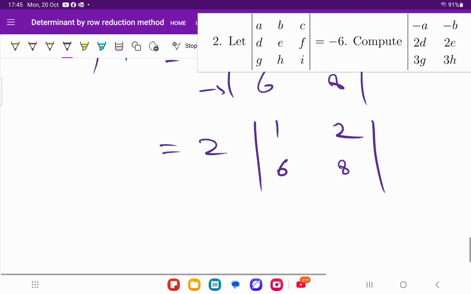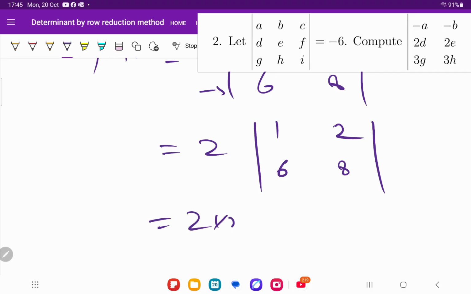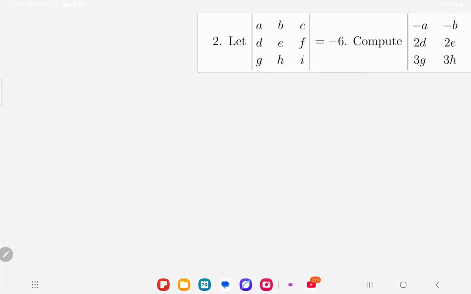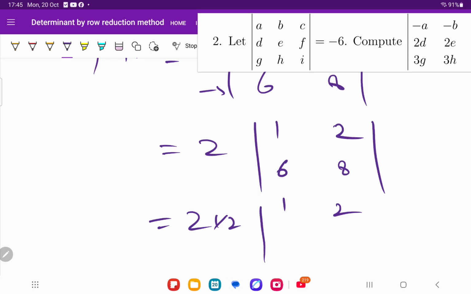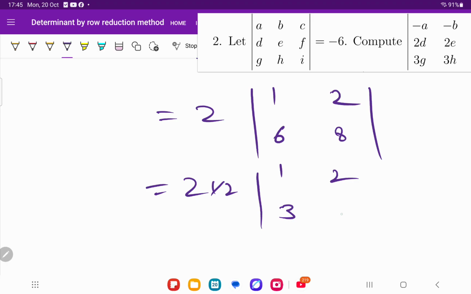So if you want to take 2 from the second row as well, you can take 2 multiplied by 2, so 1, 2, 3 and 4, this way. So this 2 has been taken from the first row, and the second 2 has been taken from the second row. That's how the behavior changes a little bit in the determinant.